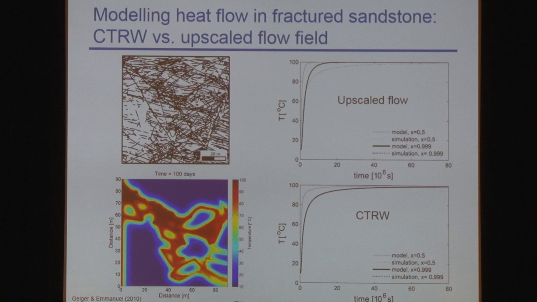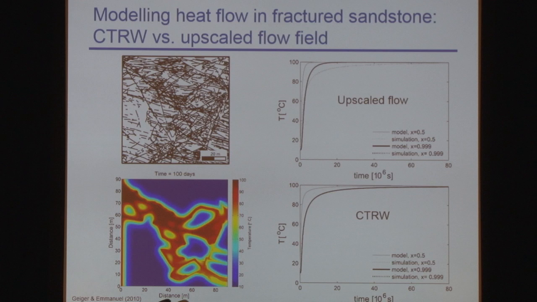What we've recently shown, or not recently, it's about 5 years ago, is you can also apply this continuous time random walk approach if you want to model heat flow in fractured geologic formations. So again, what you see here is the outcrop from the Hornelen Basin with the 3,000 fractures. We simulated the injection of hot fluids through this outcrop model. We recorded breakthrough curves in this geometry.